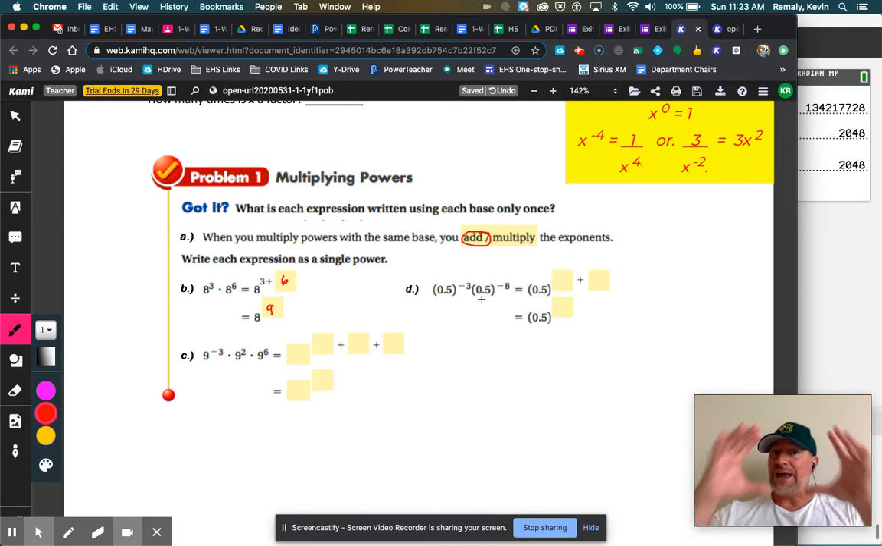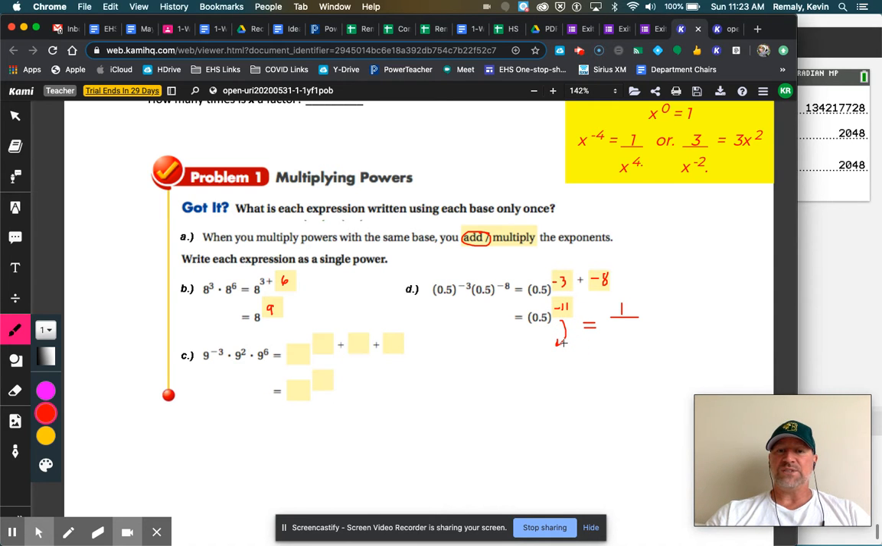Here's another one. So our base here now is in parentheses, so we need to keep that base in parentheses. We have 0.5 raised to the negative third times 0.5 raised to the negative 8. Okay, so we are basically adding the negative 3 plus negative 8, and that would give us 0.5 to the negative 11. But I know what you're thinking. We can't leave that answer like that. So we have that negative exponent. We know we got to throw it downstairs when we're talking about the fraction. So we have 0.5 in the denominator raised to the 11th power now. So that becomes a positive exponent.